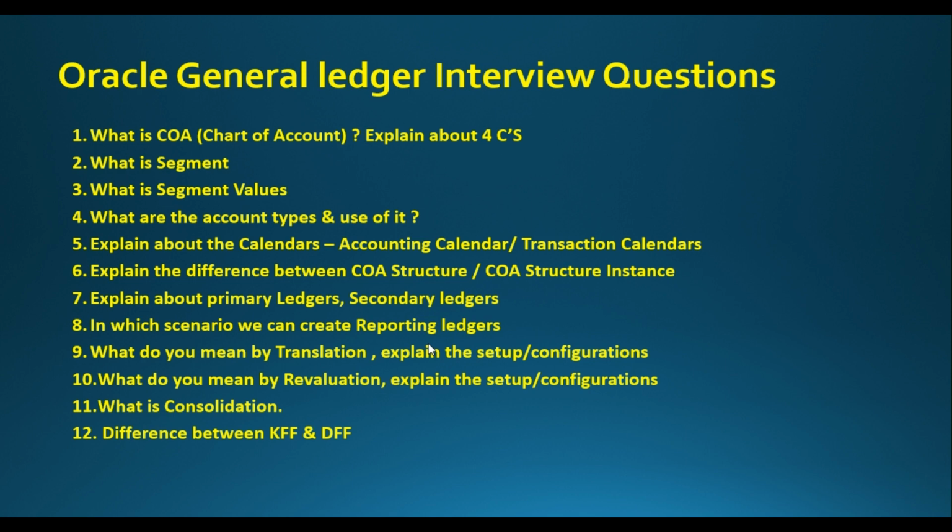So, what are the account types and use of it? As I mentioned earlier, there are five account types we maintain in a chart of account for the account segment. First one is your revenue, and second one is your expenses. Third one is asset. Fourth one is liability. Then your fifth one is your owner's equity.